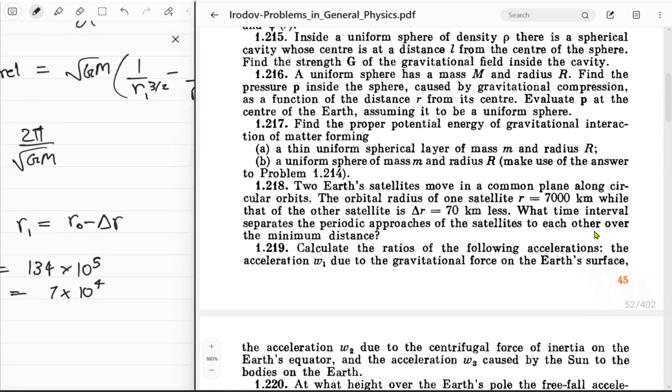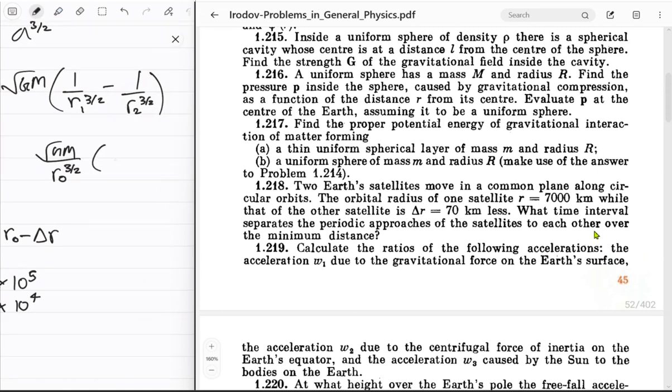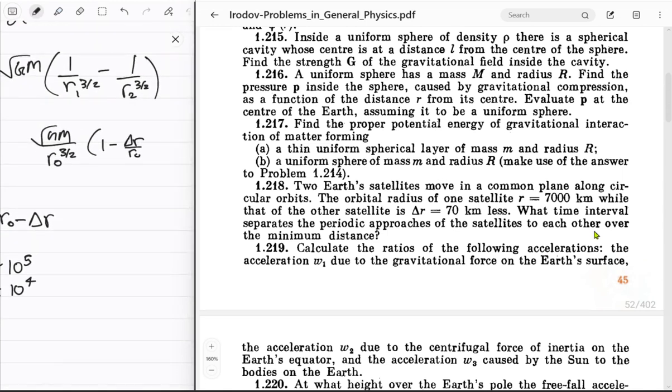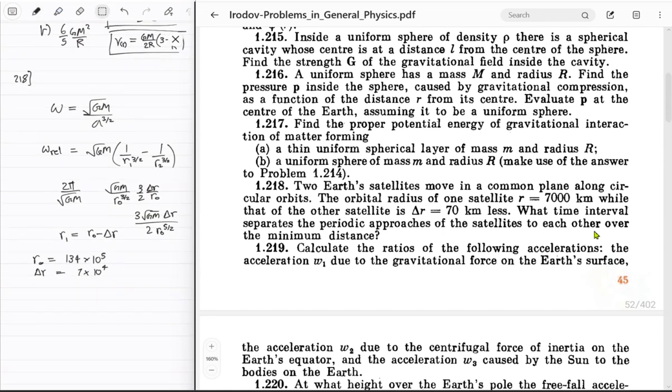Just do it. So this thing just becomes square root of GM upon R naught power 3 upon 2. And then once that's out, you can write this thing as 1 minus delta R upon R naught, and that is power negative 3 upon 2, and that thing minus 1. So doing the whole stuff, you just get 3 upon 2 delta R upon R naught, right? So this will just become 3 square root of GM times delta R upon 2 R naught power 5 upon 2 or something. There we go. That's our value, that's the time required.